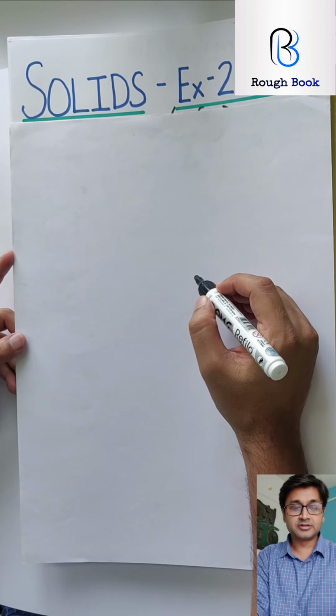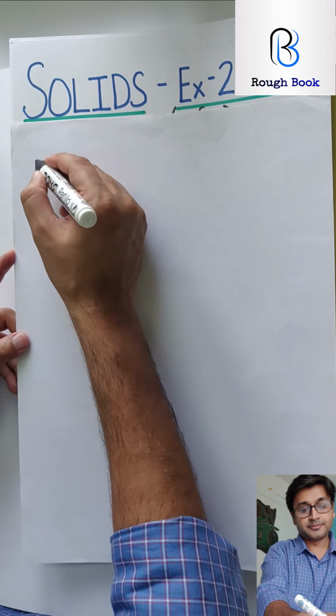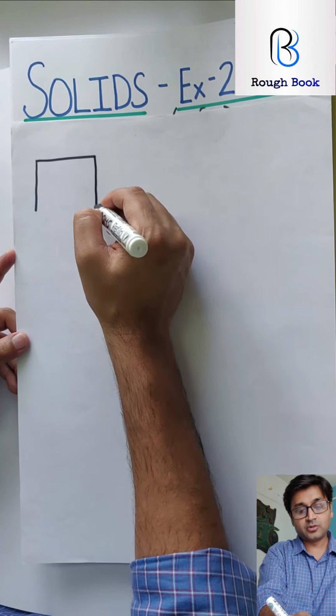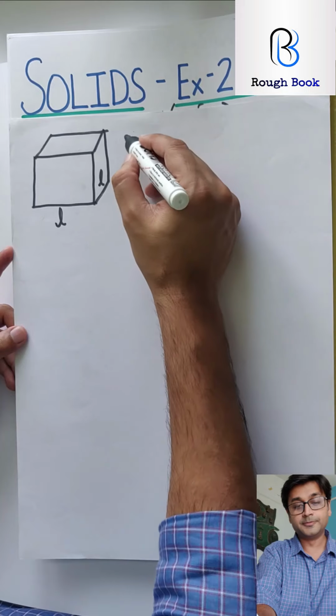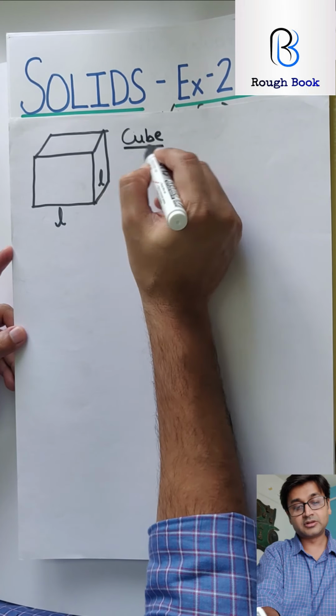What do you mean by solids? So let's consider a square. All sides equal, and we call each side, let's say, L. When this length and breadth is added with one more dimension, that is height, then it becomes a 3D figure. So a 3D figure is called a solid. So a square can convert itself into a solid called a cube. So the name is cube.